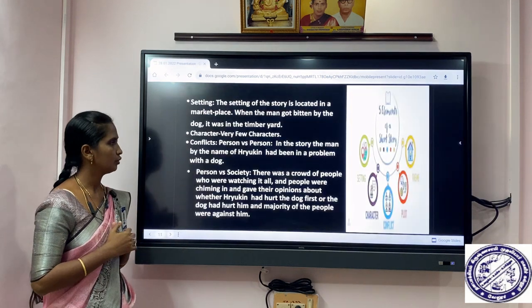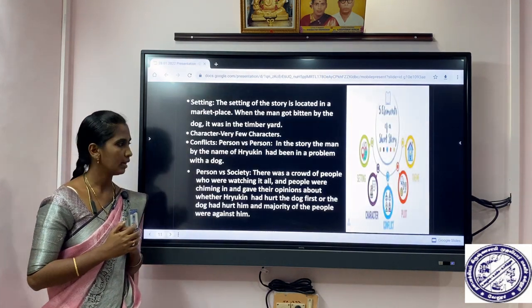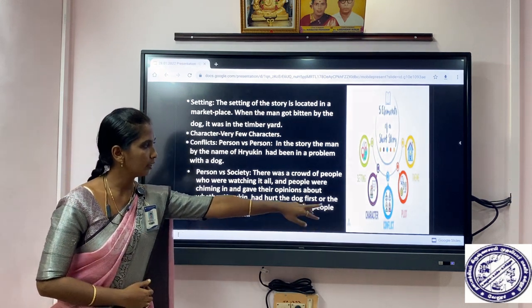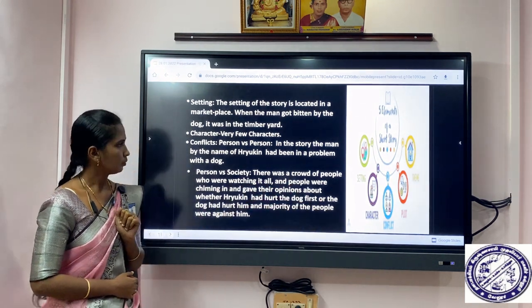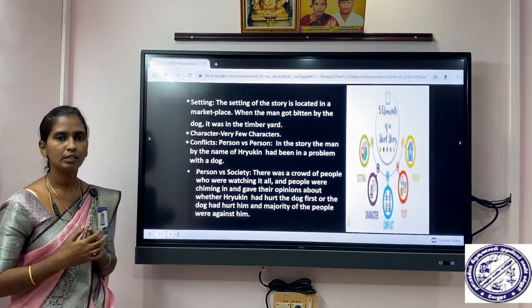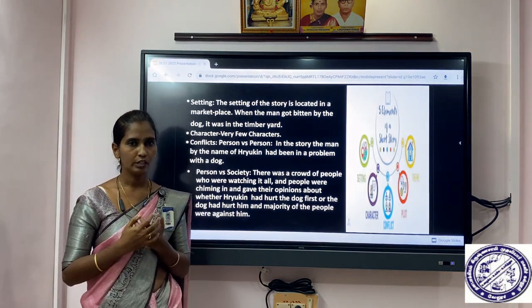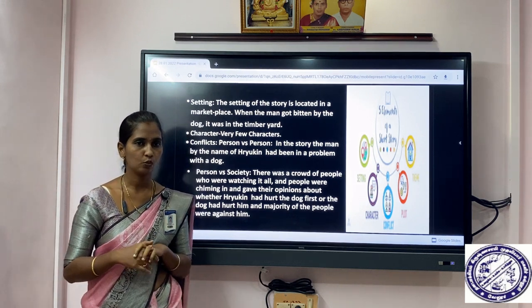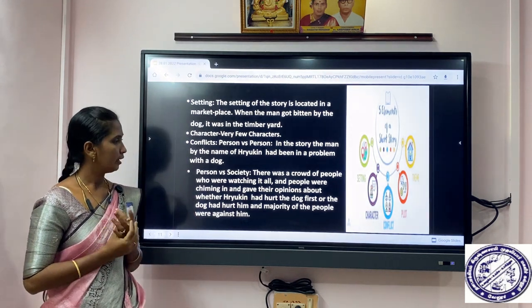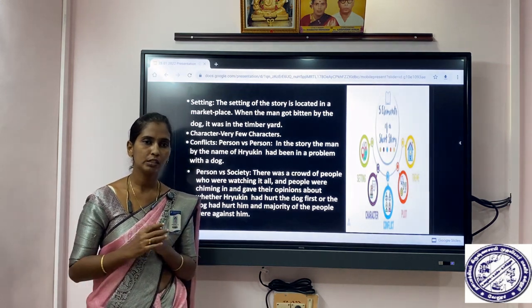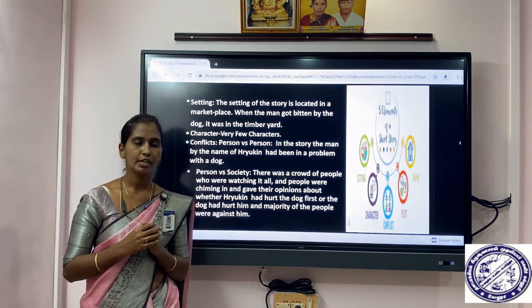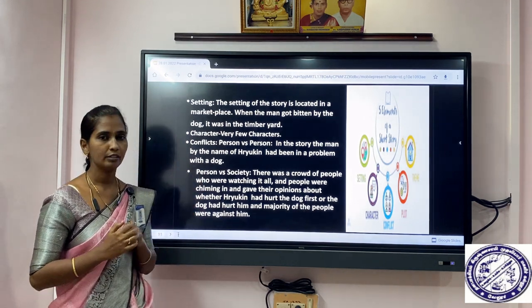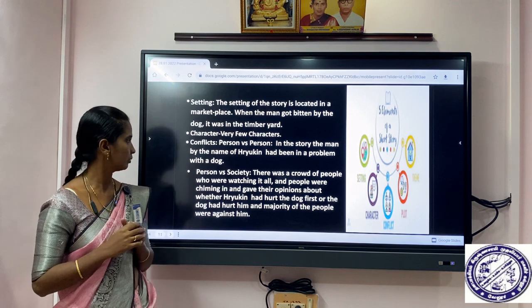And coming to the elements, the short story has 5 elements. They are setting, character, conflict, plot and theme. The setting is the place, when and where the story takes place. Here the story is taking place in a market square. Then we have the character. As I told you earlier, in general a short story has very few characters. In this short story Chameleon, we have only 5 to 6 characters.